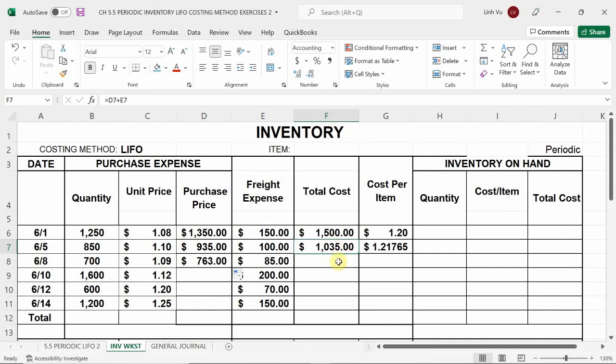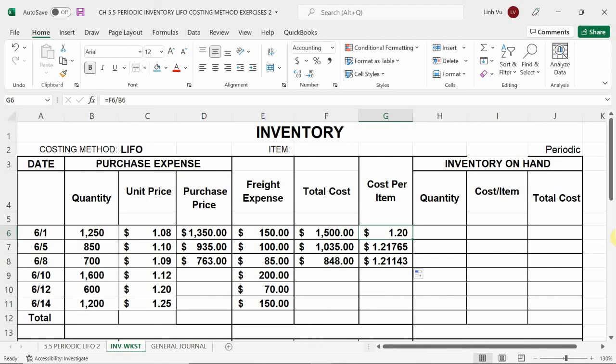$763 plus $85 worth of freight gives me a total cost of $848, which will bring my cost per item to be good. So that's another unrounded number.